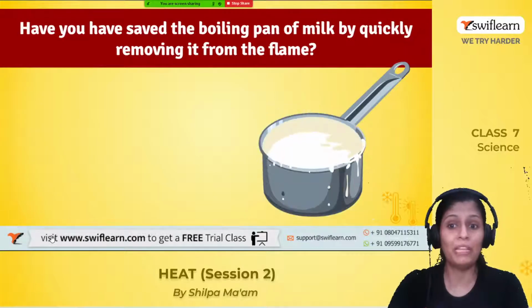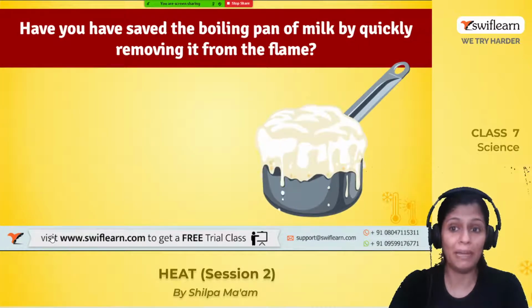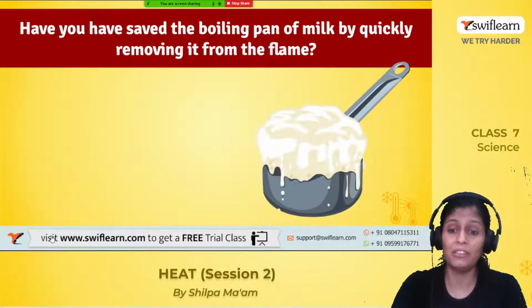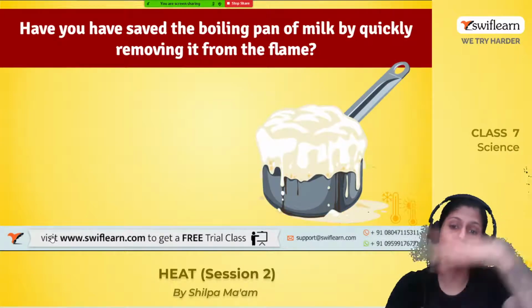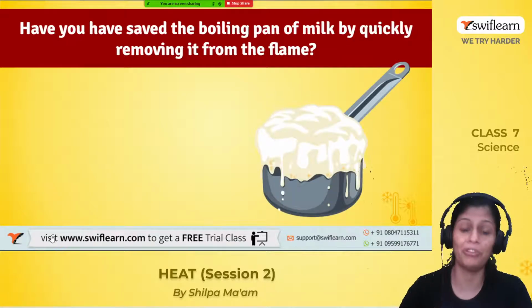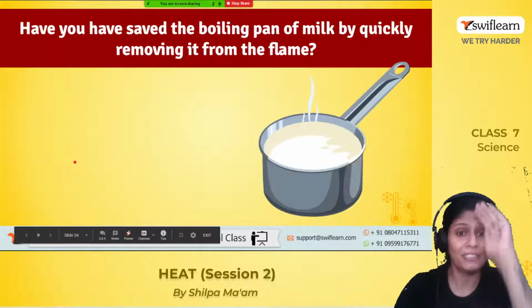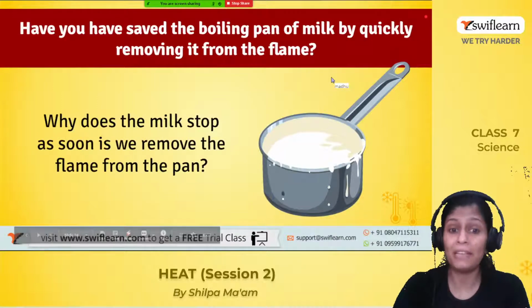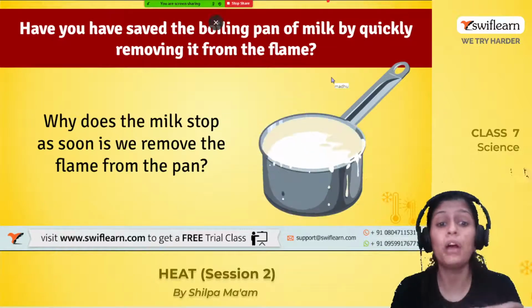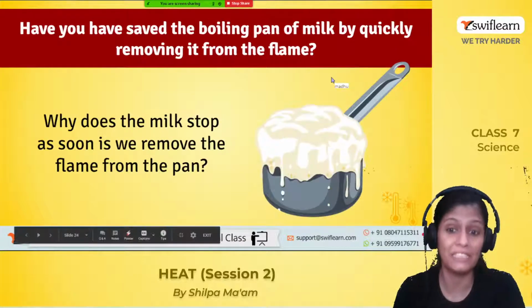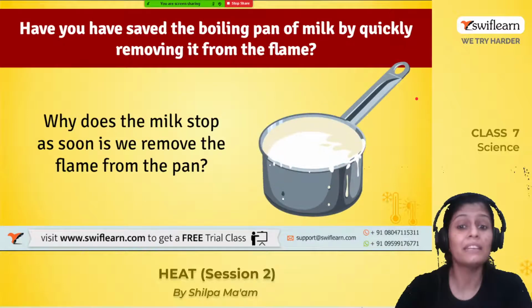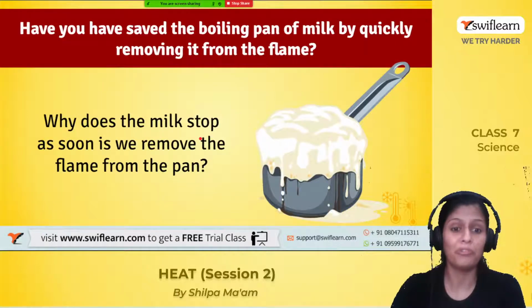Have you saved a boiling pan of milk by quickly removing it from the flame? What happens when you are boiling milk and you don't pay attention? The milk tries to spill out. Now, if you see that it is about to spill out, what do you do? You just remove it from the flame. Then the milk stops spilling out, it settles down. Why does the milk stop as soon as we remove the pan from the flame? It happens because you are removing it from the source of heat. Then the temperature is going to come down, and it is going to settle down. That is the reason it settles down when we remove it from the flame.